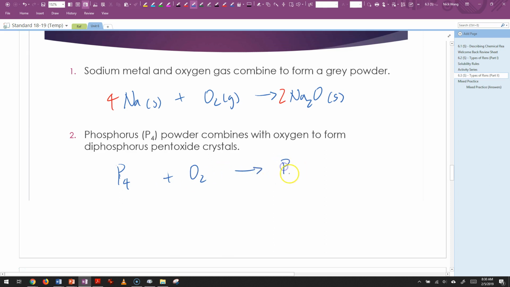So that's going to be P2O5 crystals. All right, so it helps you know the state of matter for this one is not a gas, excuse me. It's a solid. This is a gas. This is a solid. And then you have to balance it.